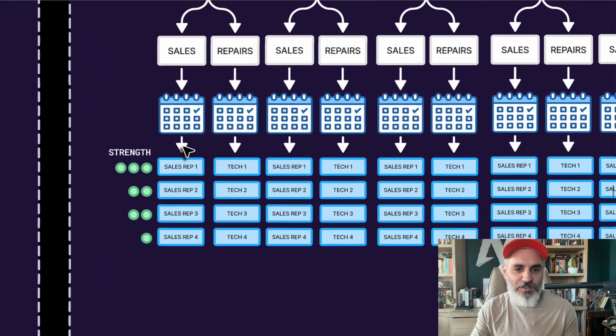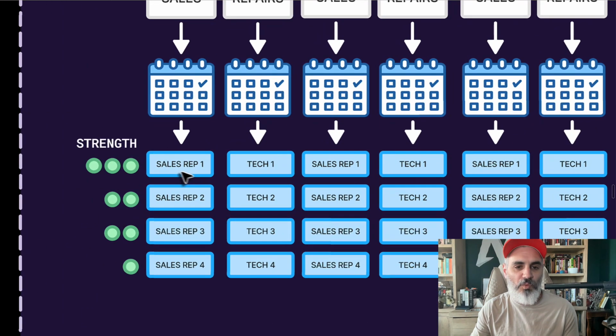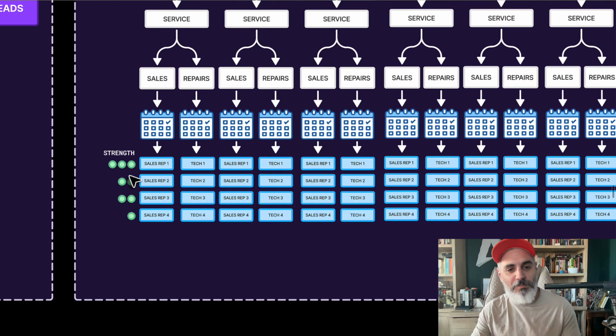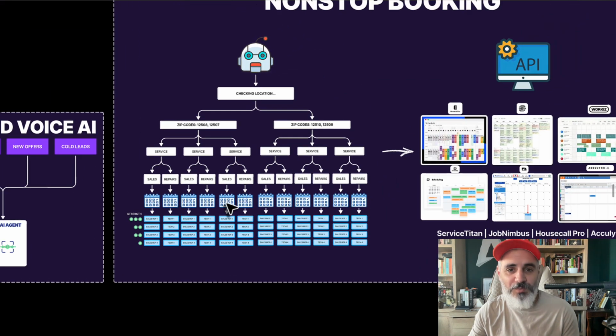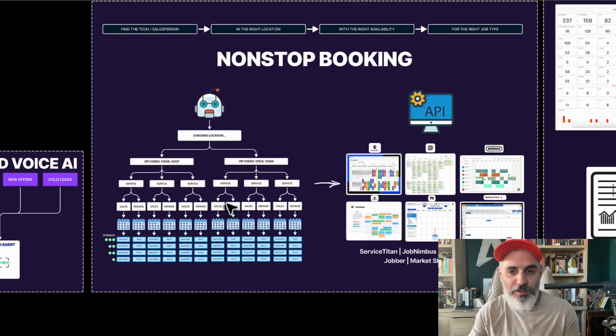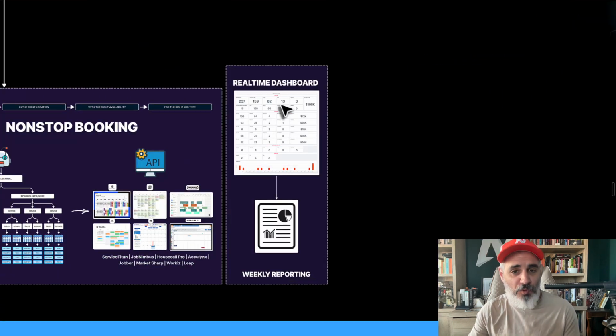And now we can basically make sure that we're looking at the right availability for those reps. And you can even weight the reps so that you're giving your strongest sales rep or your strongest tech the appointments first, filling up their calendar first. There's a little bit more to it, of course, but that is a basic overlay of how that works. There's a dashboard that you can reference.